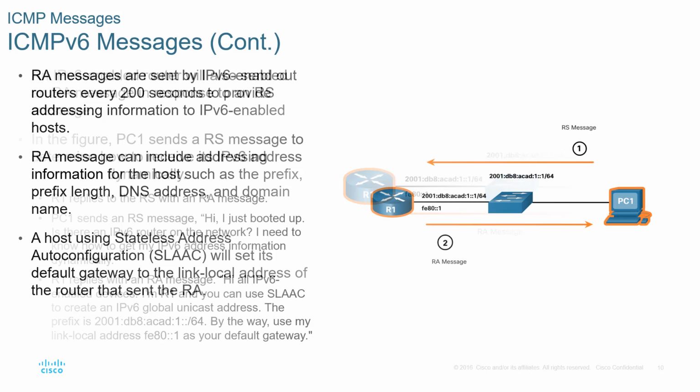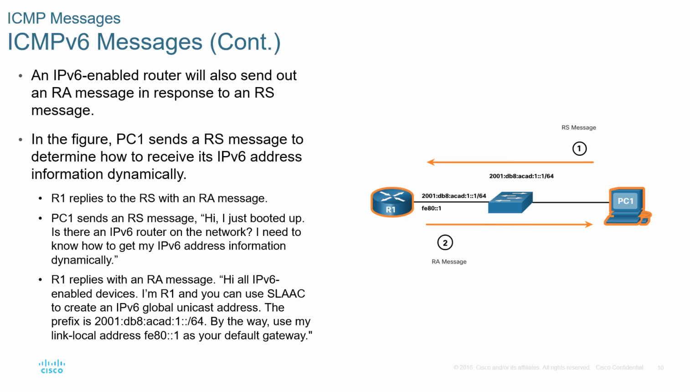If SLAAC is not used, then again, we will go the solicitation method. The PC will come online, the PC will send out an RS, and the router should then respond with an RA message. Basically, R1 will reply with an RA message: all IPv6 enabled devices, here I am. So again, there are some default timers here that are in play that, if we are using SLAAC, should help auto-configure IPv6. And they make use of ICMPv6 in order to do that.